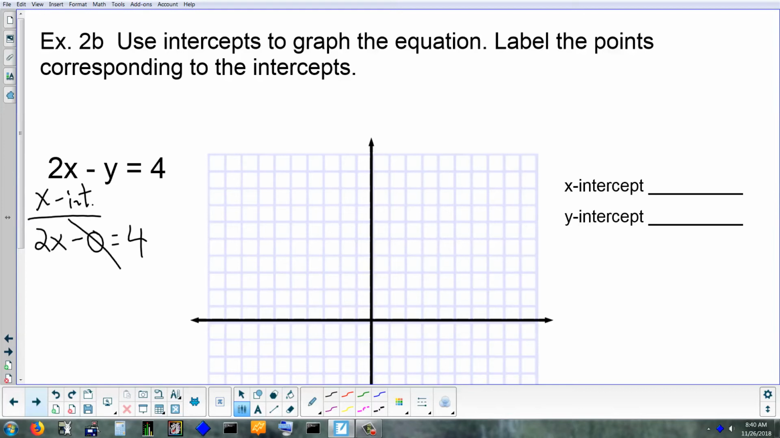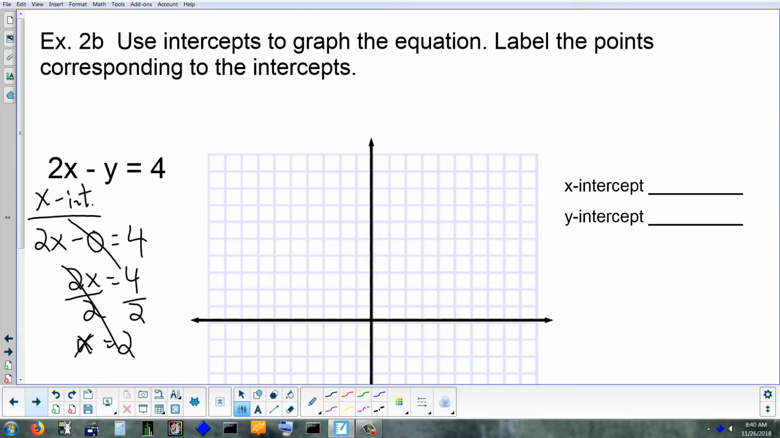What am I left with, Ryan? When I cross out that 0, that minus 0, what am I left with? 2x equals 4. 2x equals 4. Do you know the last step, Ryan? Divide 2 by both sides. Divide by 2. Nice job. What do I get? X equals 2, nice job.